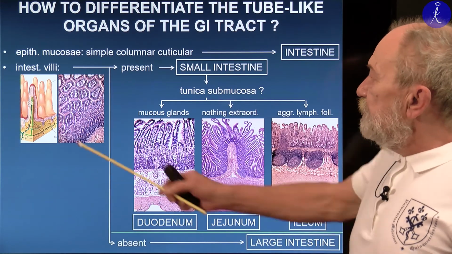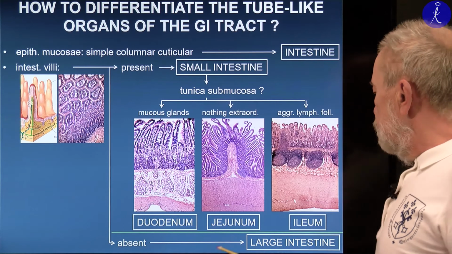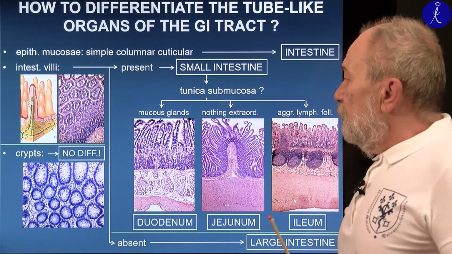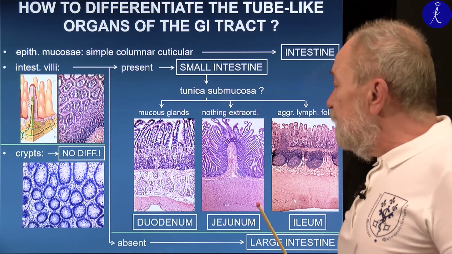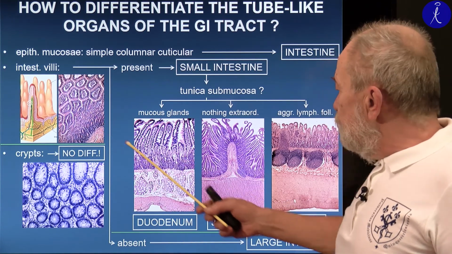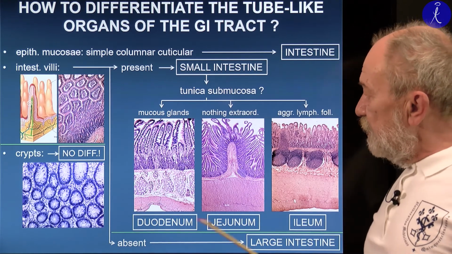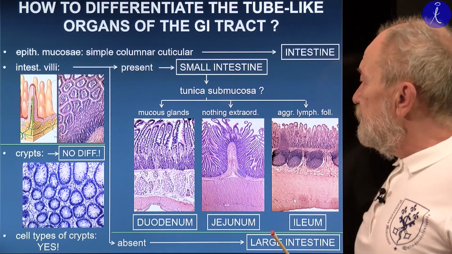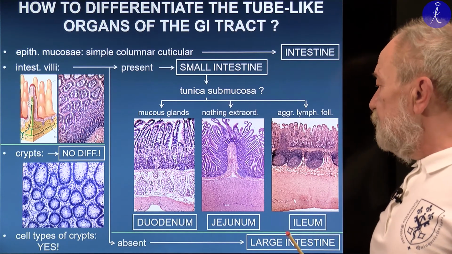If there are no intestinal villi, then of course the slide should be from the large intestine. Question: whether crypts of Lieberkühn can make a difference or not. They are found in both the small and the large intestine, so they make no difference, but the cellular components of the glands are the ones which make the differentiation.